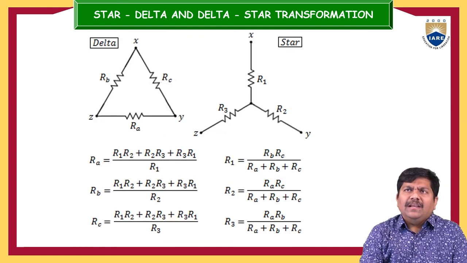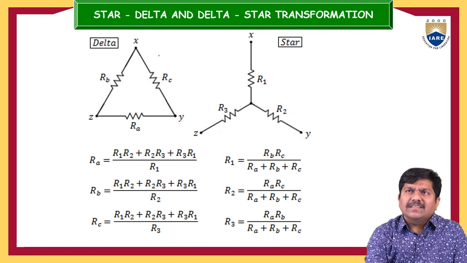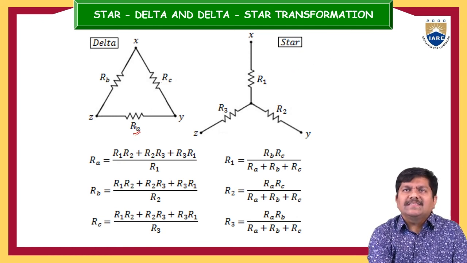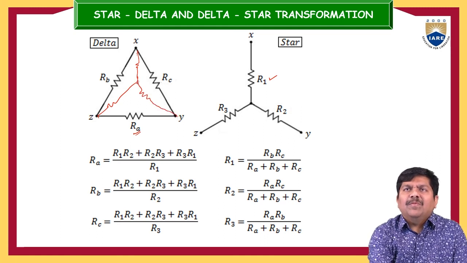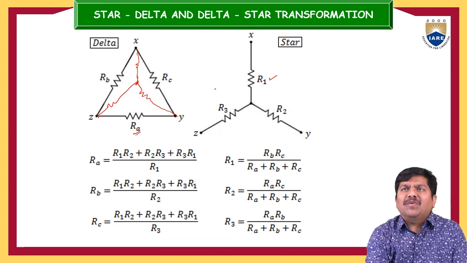So you can remember this. This is the delta configuration and this is the star configuration. In this delta, whatever the RA expression, RA is nothing but R1, R2 plus R2, R3 plus R3, R1 divided by R1. And whereas R1 is represented in between them. If you are fitting all these resistances in one presentation, then hopefully this simple presentation will be helpful for you to remember the formulas also. So this value is R1, this value is R2, and this value is R3.